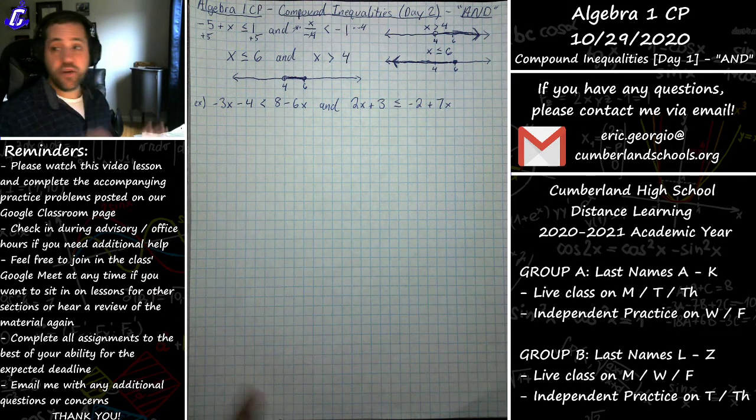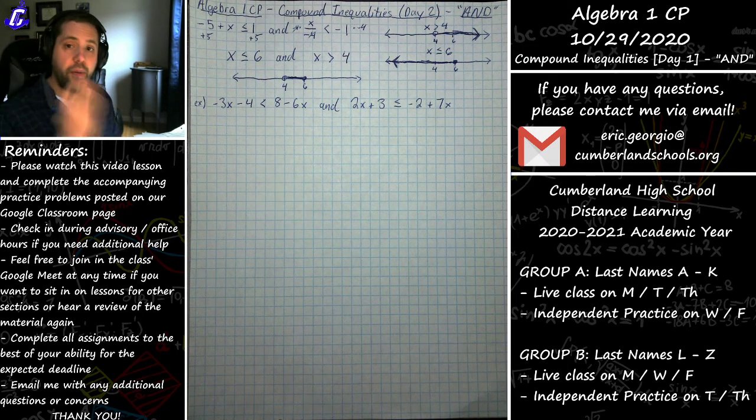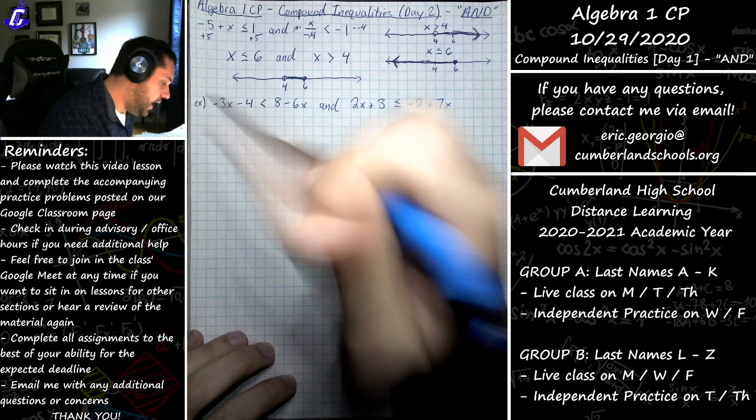Okay? Again, it looks scary when you see that whole big thing written out, but really it's just two separate inequalities. And then we're going to see what parts of the graph are covered by both of these things. Let's take a look. Do the first one here.